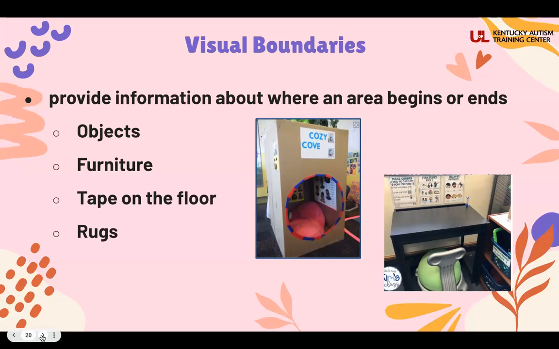So there's three categories, and the first category is visual boundaries. As you probably have already been looking at this slide, it can be done by objects, just like you see right here, furniture, like the table you see, tape on the floor. You can kind of see that in the back over there, and rugs. Okay. Those are just some.